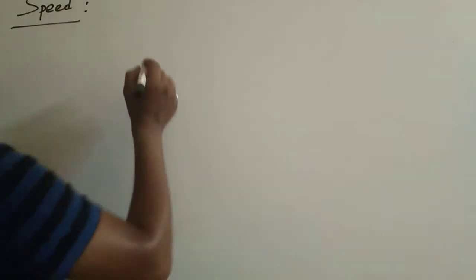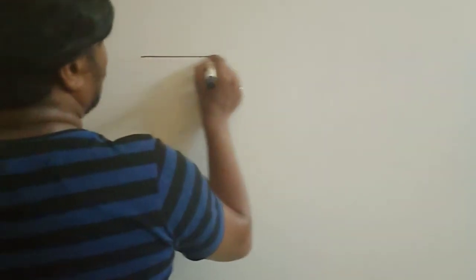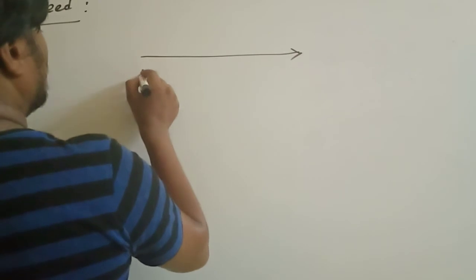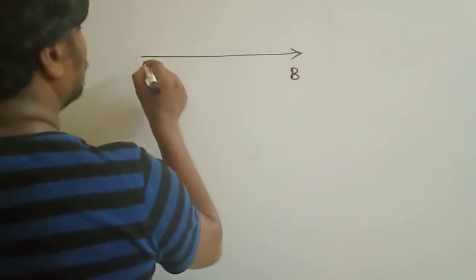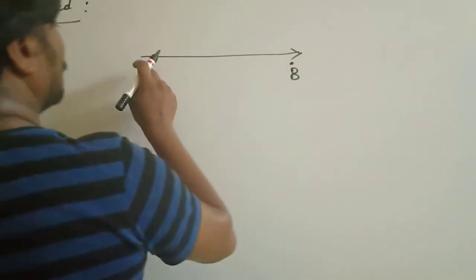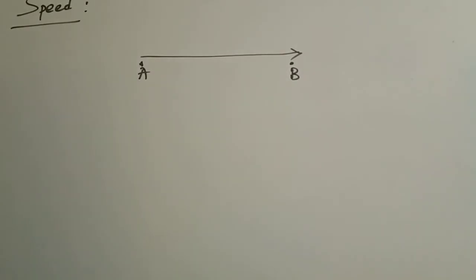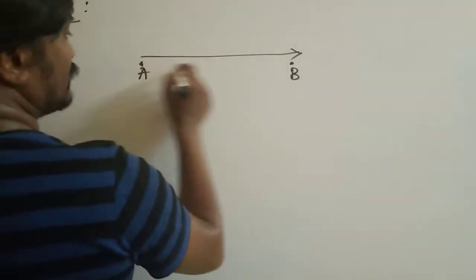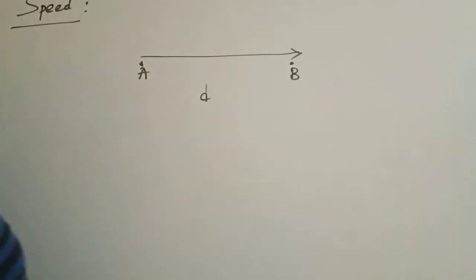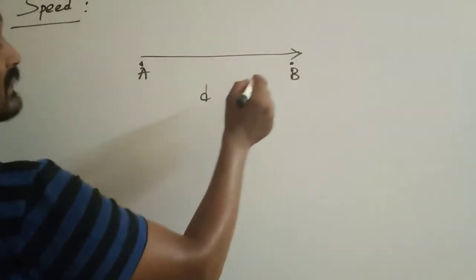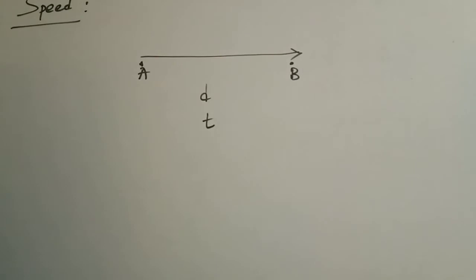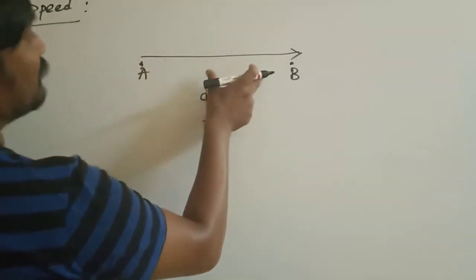Okay, now we are going to learn what is speed. For example, one object was moved from here to here, that means point A to B. So the object is moved from A to B. So some distance is totally covered, that will be D, and that distance is covered in some certain time. So then what is the speed of that object?